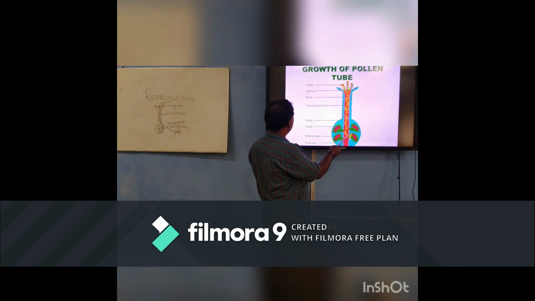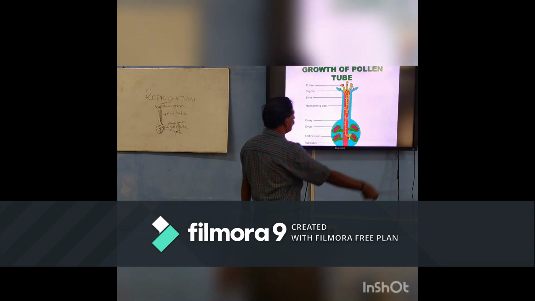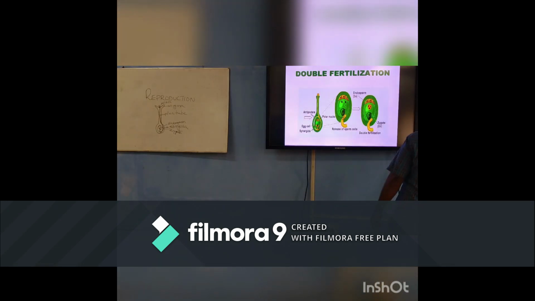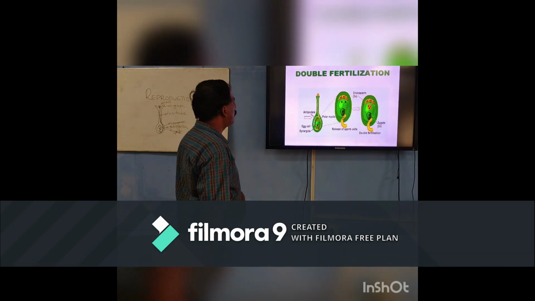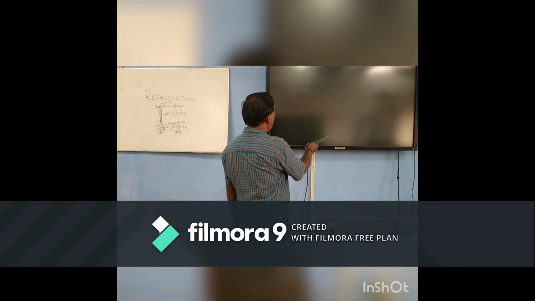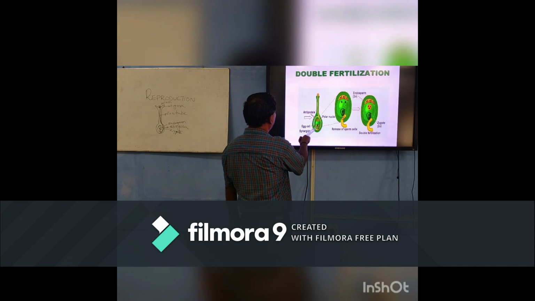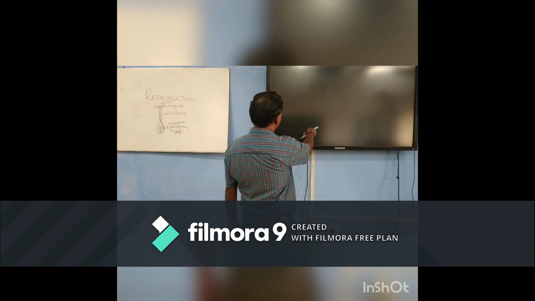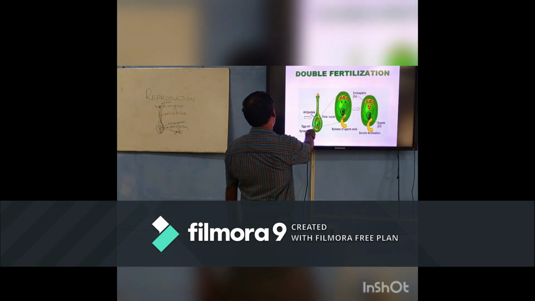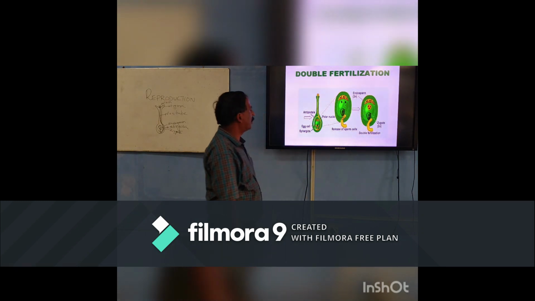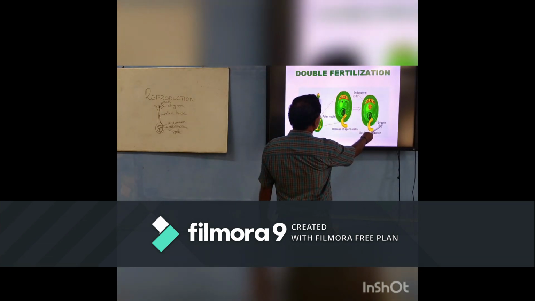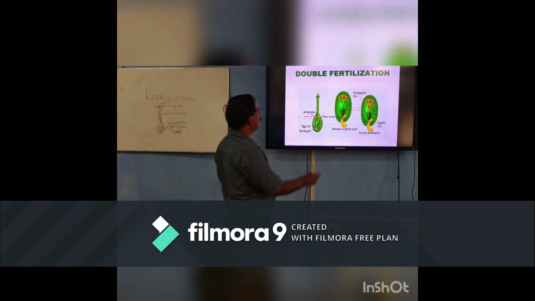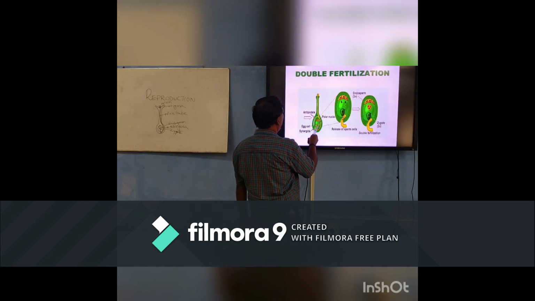And it drops one egg cell to the nucleus. One male gamete combines with the egg cell and it forms the zygote. And another male gamete combines with the polar nuclei, and it forms endosperm.